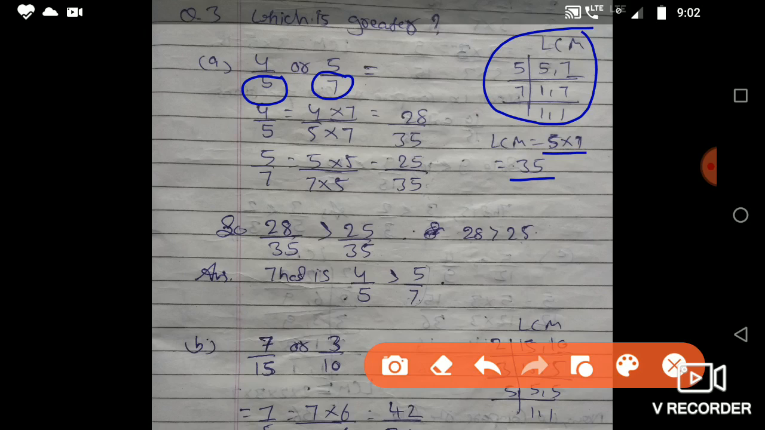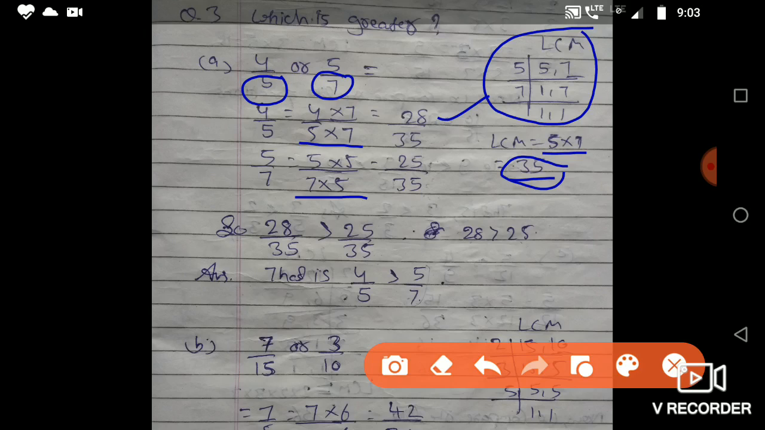After this, we change the old fractions into new fractions. We change the denominator of both fractions to 35 because our LCM is 35. So here we multiply 5 into 7, and in the same way we multiply the numerator 4 into 7. So our answer is 28 upon 35. Next, the fraction 5 upon 7 is given. First change the denominator value: multiply 7 into 5 to get 35. That is why here we multiply 7 into 5.